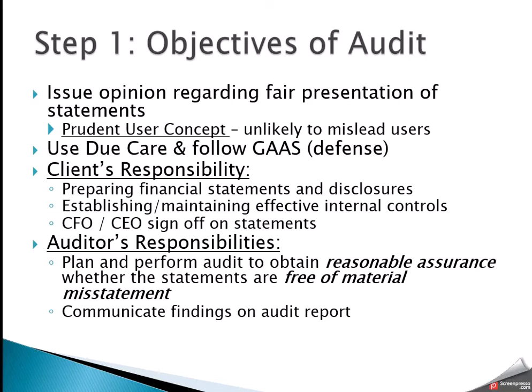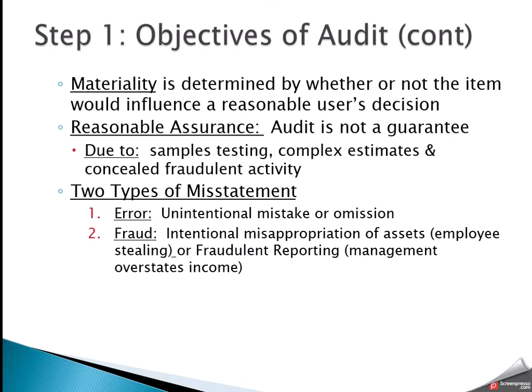Again, the client's responsibilities: the CFO or the CEO are going to sign off on those statements. They also sign off that they've established and maintained effective internal controls to support their accounting processes. And then the auditor's responsibility will be to communicate their opinion on their audit report. When we're focused on the auditor's responsibility, they're responsible for discovering any material misstatements that may happen due to fraud or error. So that is the responsibility of the auditor.